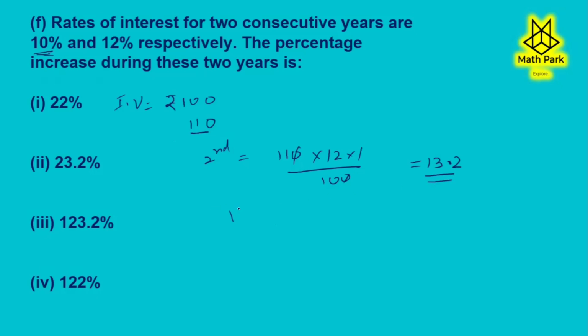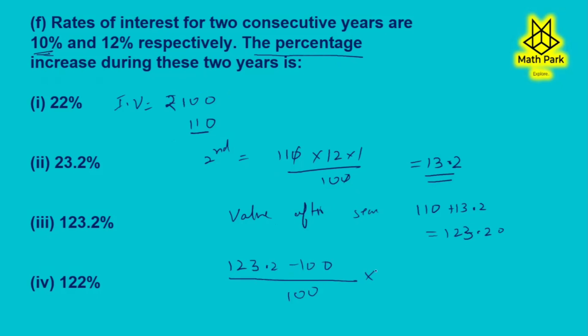So the value after the second year is going to be 110 plus 13.2, which is 123.20. And you are asked to find the percentage increase. So percentage increase is the difference in the values, 123.2 minus the original value, which was 100, upon 100 times 100%. So this is 123.2 minus 100. So that is 23.2% was the percentage increase during these 2 years.